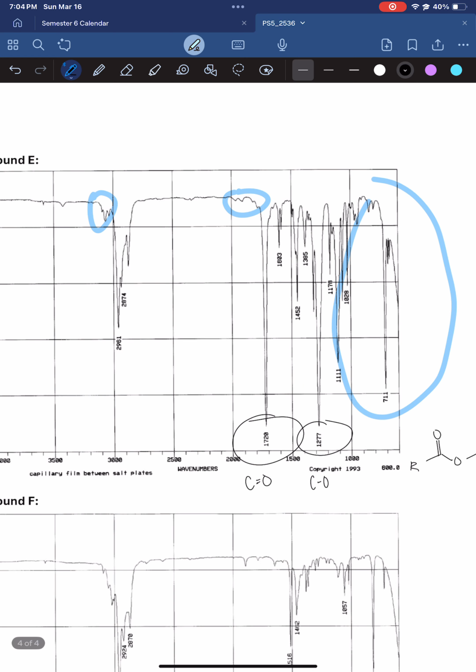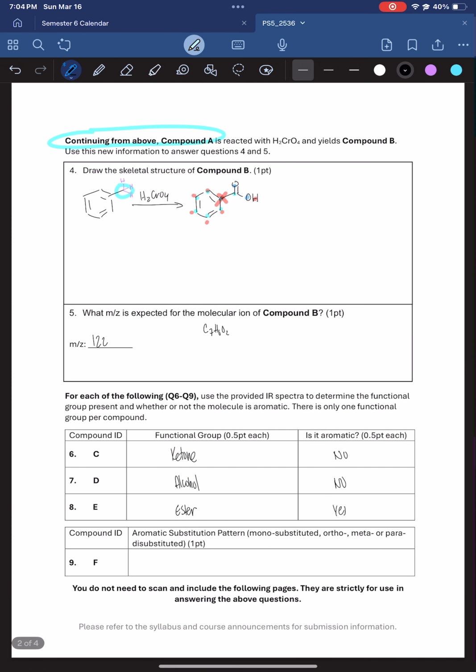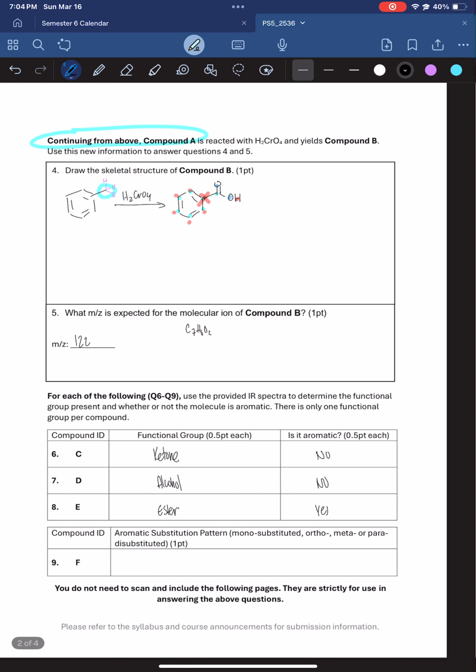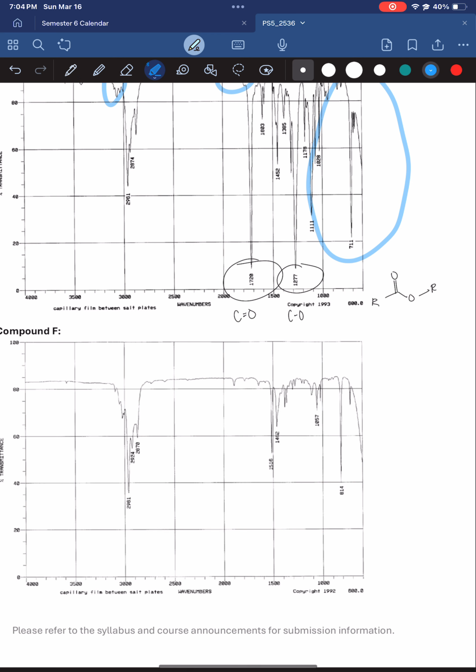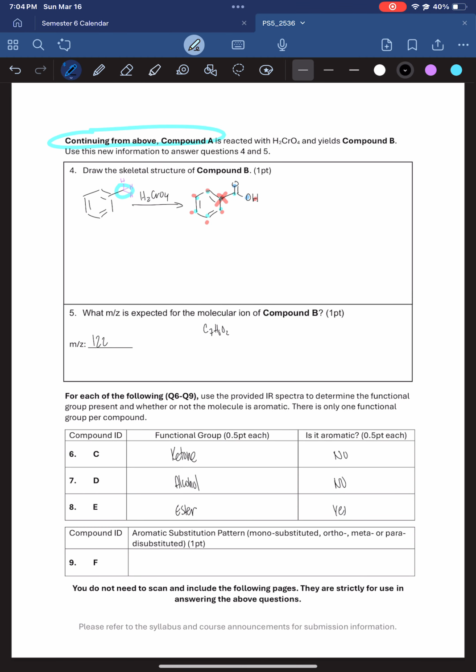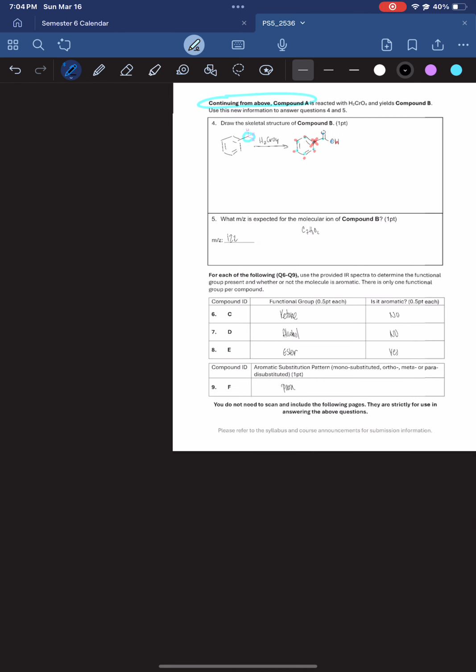So last question is question F. Aromatic substitution pattern. Is it monosubstituted, ortho, meta, or para disubstituted? So remember, you'll be given a chart, so this is going to be less of a headache. It's not asking you for whatever functional group it may be or that kind of stuff. It's just asking, is it para, di, mono? What's the substitution pattern here? So in this case, we have a peak jumping out at 814, and if we look at the chart, that is likely going to be a para substituted benzene.